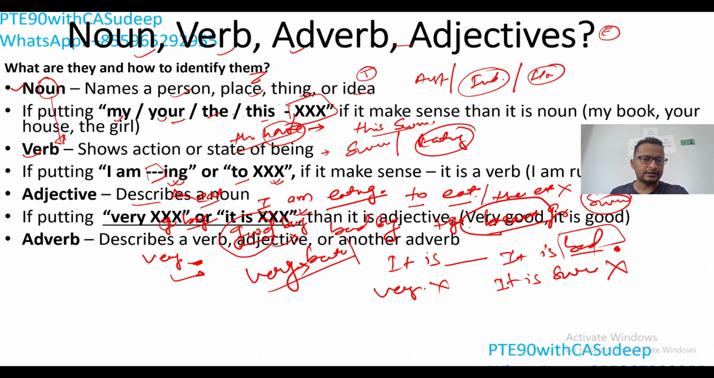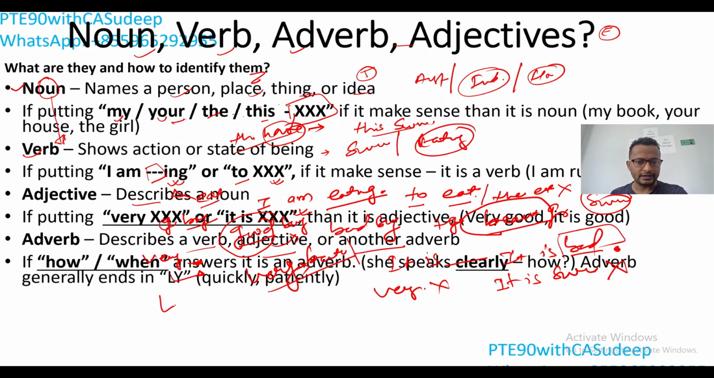Okay. Now what is an adverb? An adverb is a word that describes a verb, an adjective, or another adverb. Generally an adverb ends in ly. So if there is a word that has ly at the end, then that is an adverb. Like for example, clearly, patiently, beautifully, respectfully, nicely. All those ending in ly are adverbs.